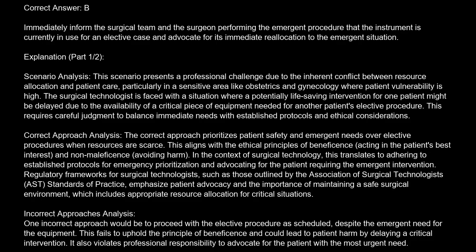The correct answer is B. Immediately inform the surgical team and the surgeon performing the emergent procedure that the instrument is currently in use for an elective case and advocate for its immediate reallocation to the emergent situation.